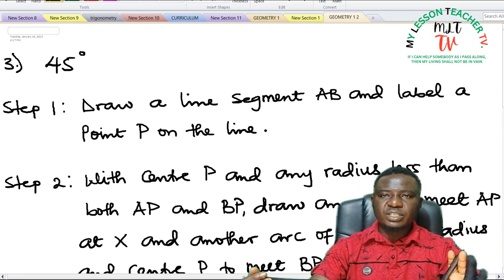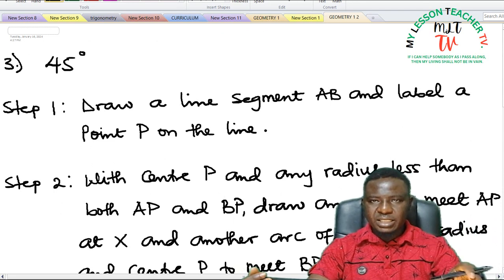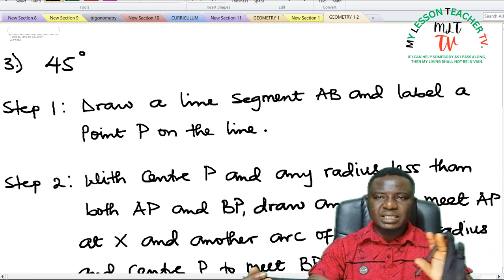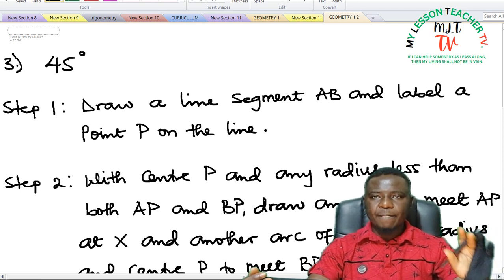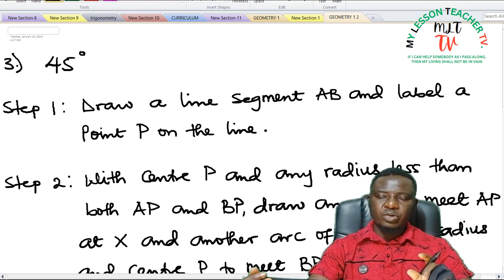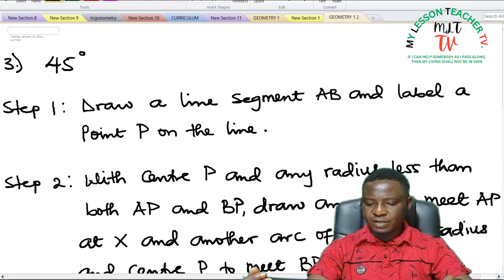Next is on how to construct angle 45 degrees. Angle 45 degrees can be constructed by bisecting angle 90 degrees. And how do we construct angle 90 degrees? All you need to do is to bisect a horizontal line, and that gives you an angle 90 degrees. You therefore bisect angle 90 degrees to give you angle 45 degrees.